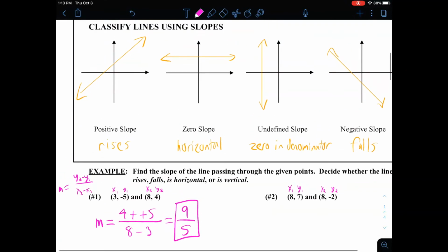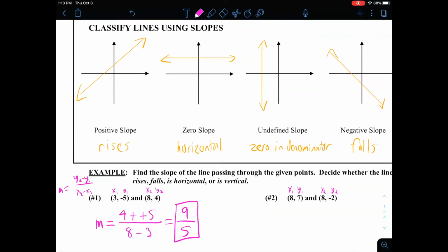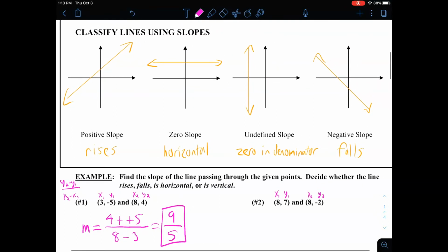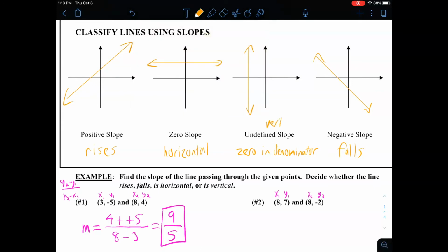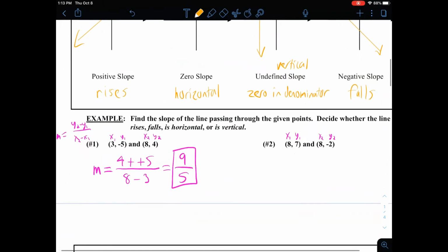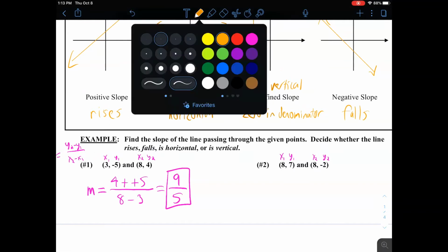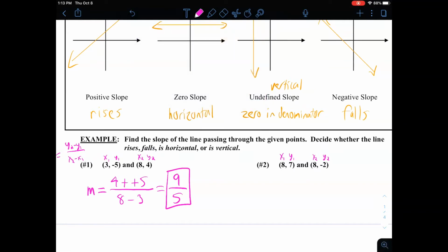And is this going to rise, fall, be horizontal, or vertical? What do you guys think? I actually should have put vertical over here. Let me fix something really quick. This is vertical. I wrote horizontal and then I wrote 0 in the denominator. It's actually vertical. Okay, so this is a positive number, so it's going to be a positive slope, which means it's going to rise. It rises.